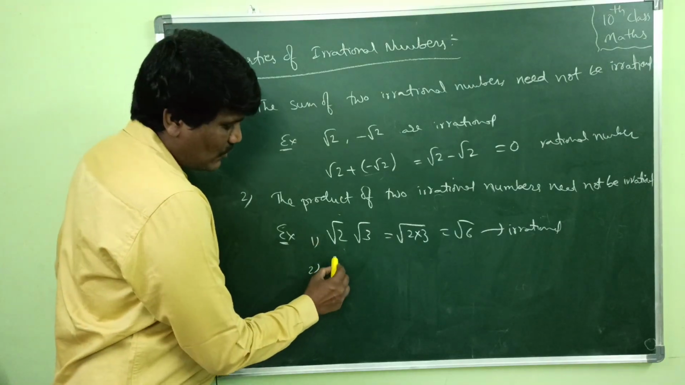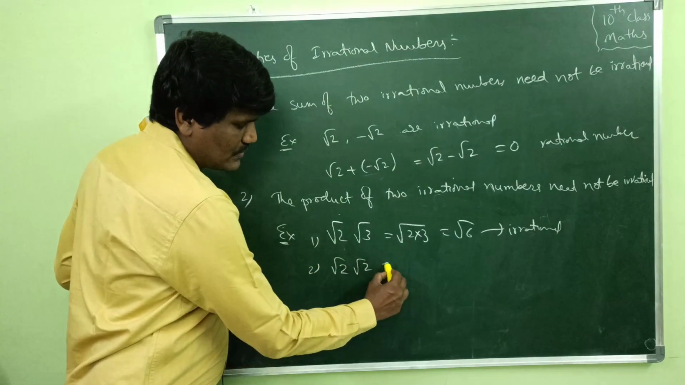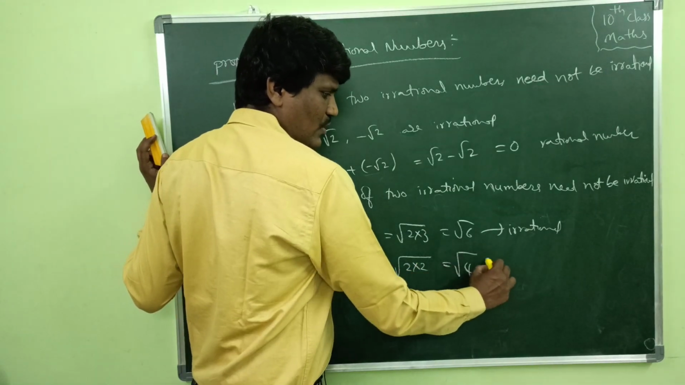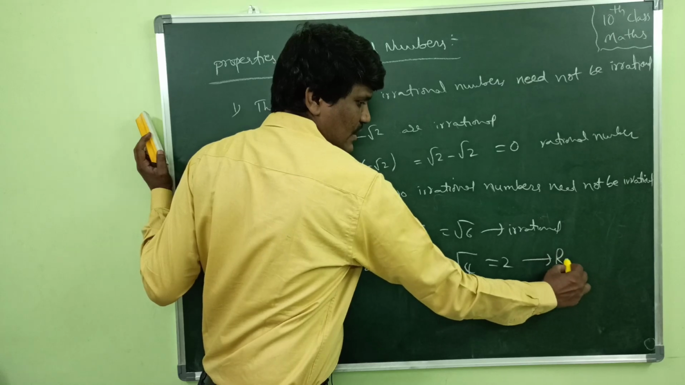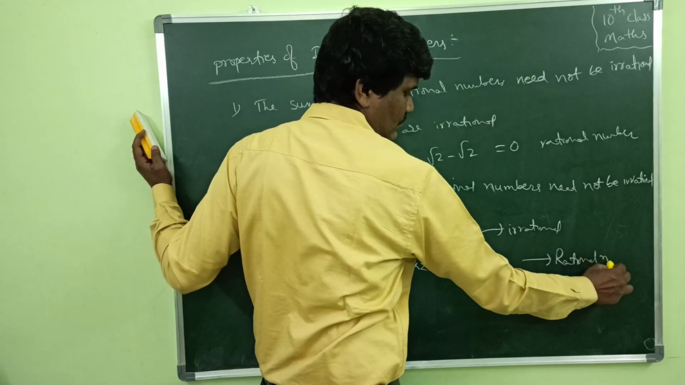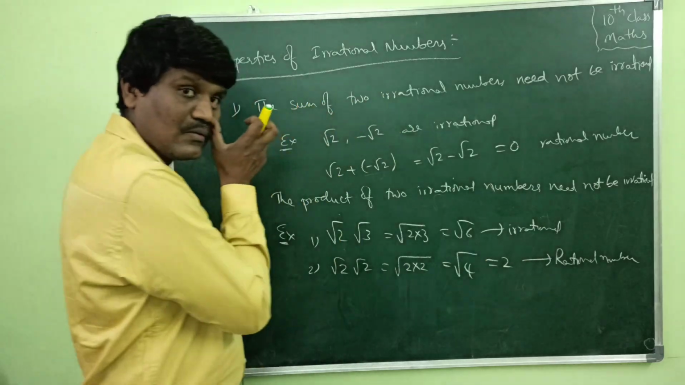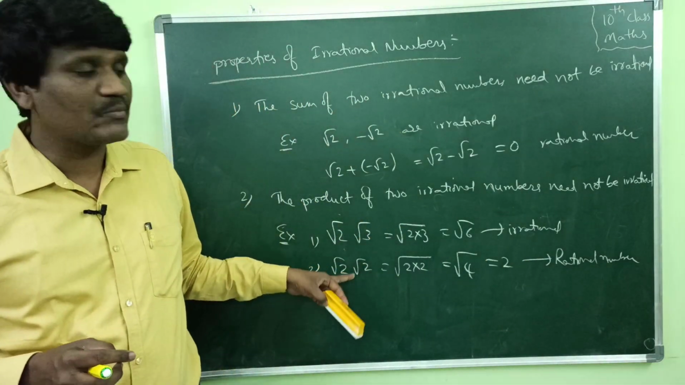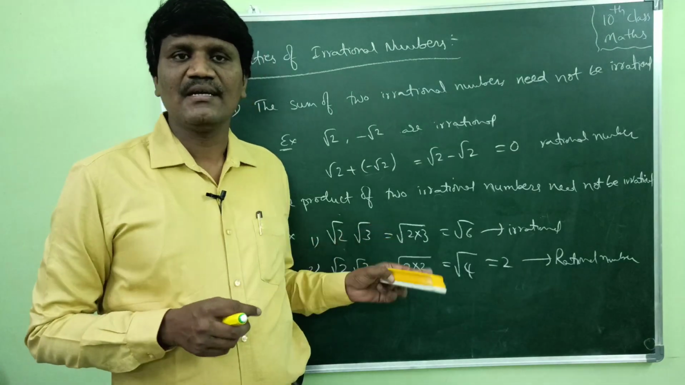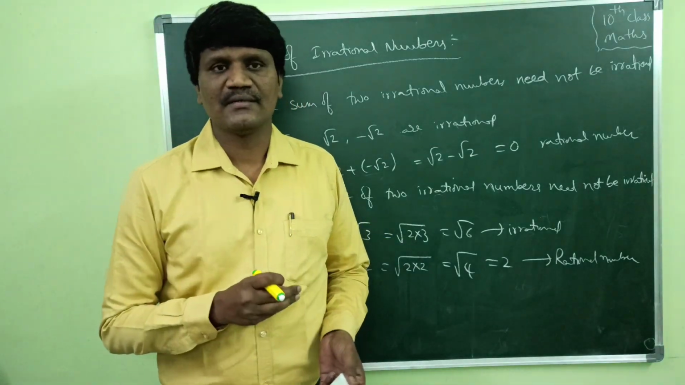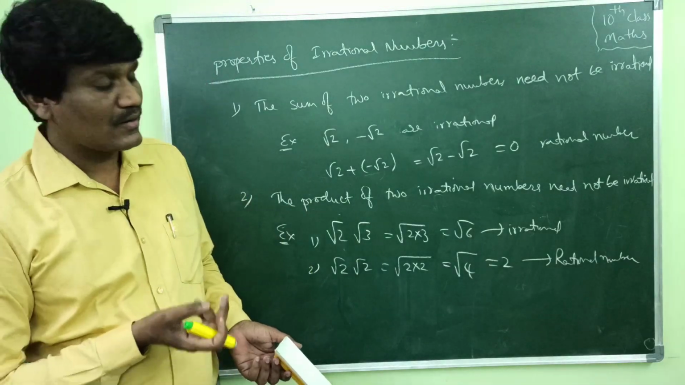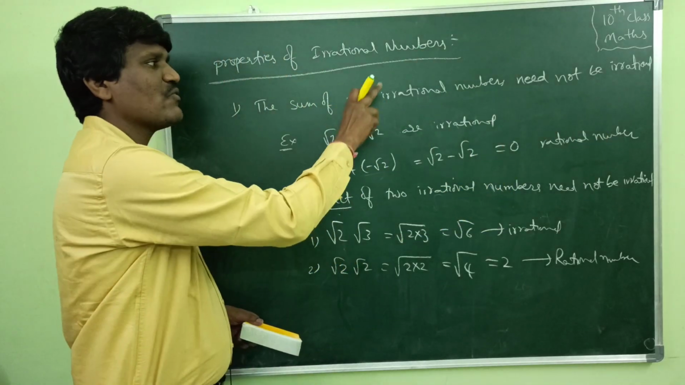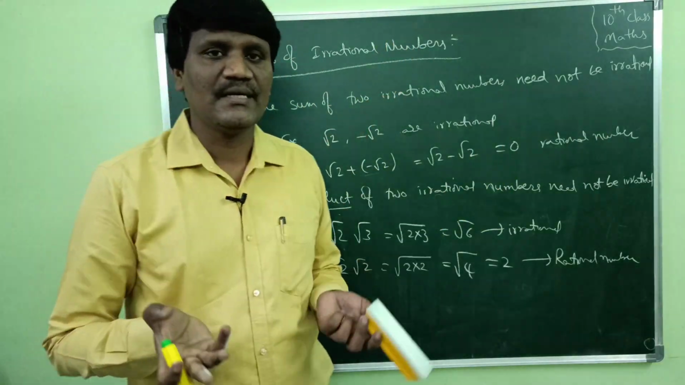Example 2: if I take the same number, root 2 into root 2 is equal to root 4, which is 2, a rational number. So the product of two irrational numbers sometimes comes as rational, sometimes as irrational, based on the numbers given. Finally, I can conclude the product of two irrational numbers need not be rational, and the sum of two irrational numbers also need not be an integer.